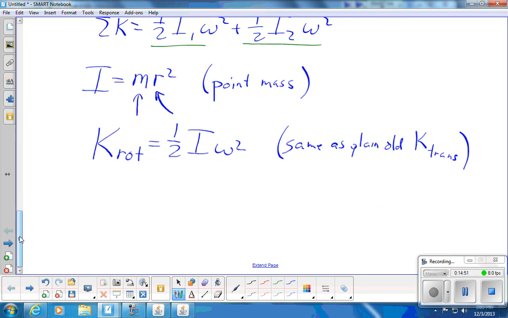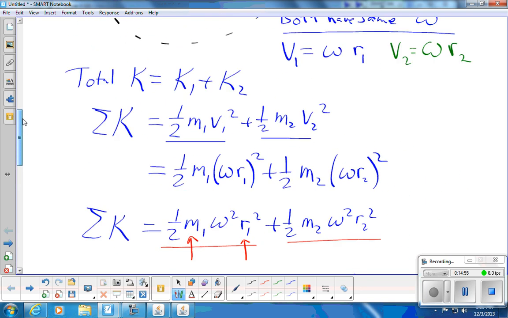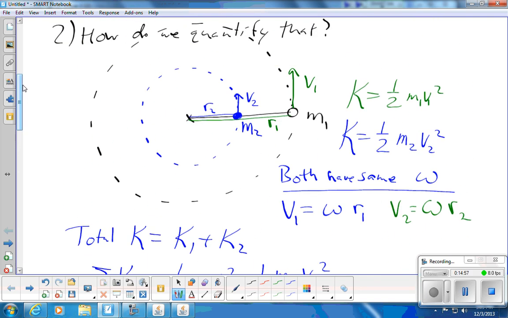The third thing that I want to point out is that if I go back and look at my silly 2 balls on a string system here, M2 and M1 tied at different points on a string.